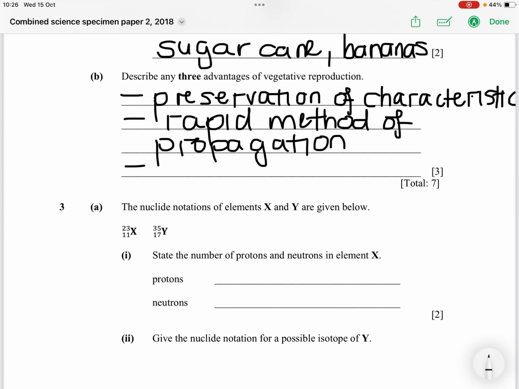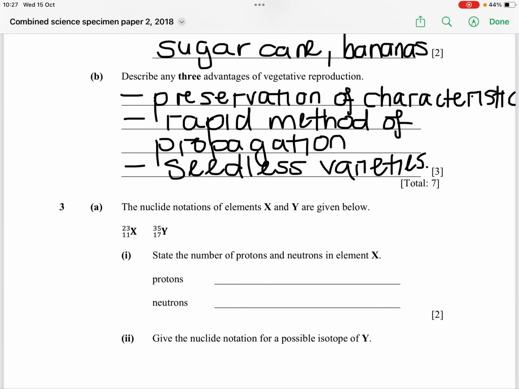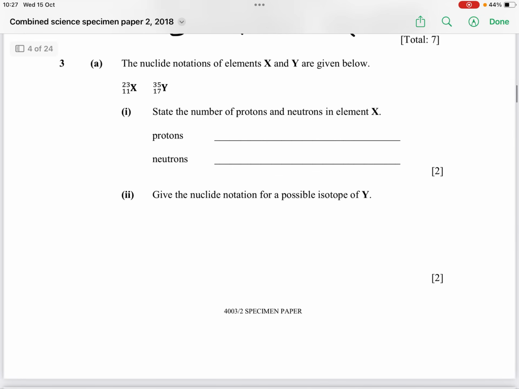And also, it is a way of making it possible to produce seedless varieties such as banana. So we can produce seedless varieties such as banana using this method. So make sure that you can answer such kind of question. You can give the advantages of sexual, the disadvantages of sexual, etc. So we are now proceeding to number 3.